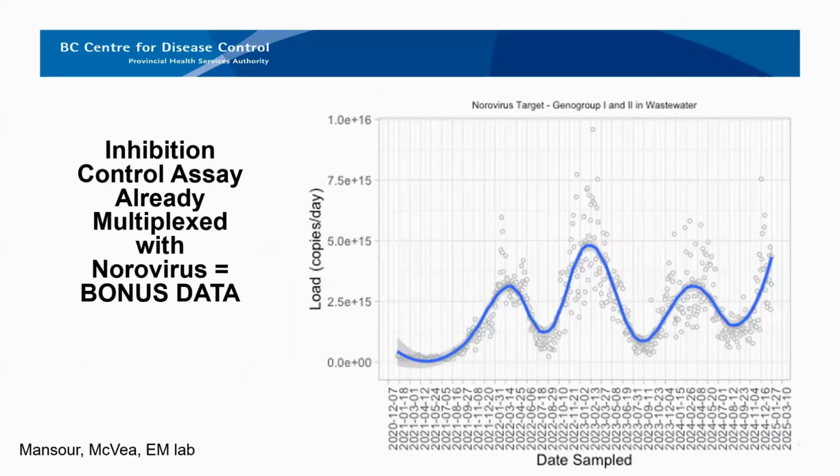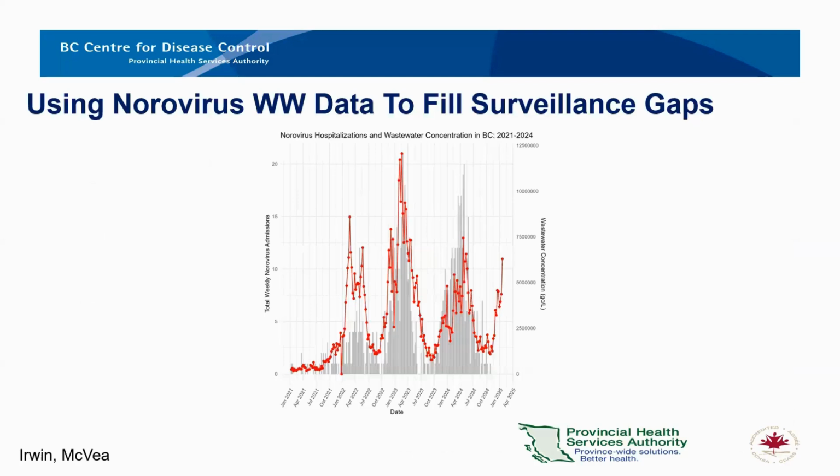With this bonus data, we could develop this historical trending of wastewater data. And you can see that, again, we have that seasonality, just like we had in those outbreaks, and we can see the peaks and the troughs. This has been really valuable data for us to better understand norovirus throughout the province, not just in the Lower Mainland, where the majority of our samples were coming from for the clinical assays. If you go to the next slide.